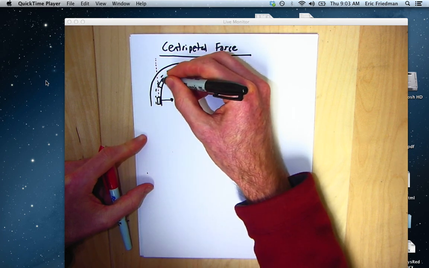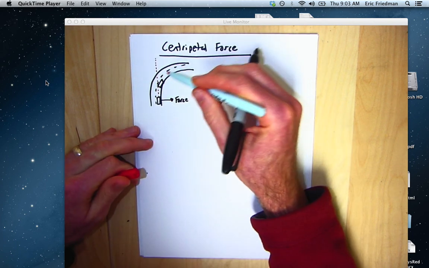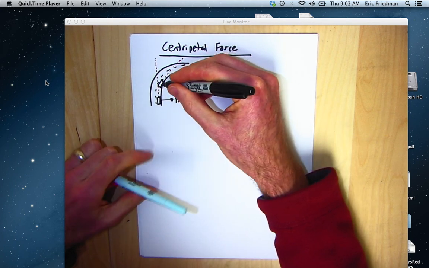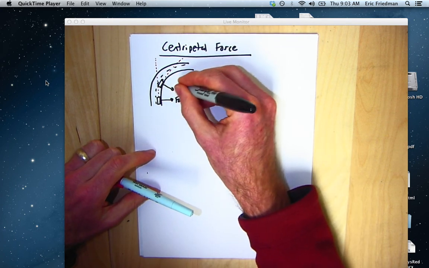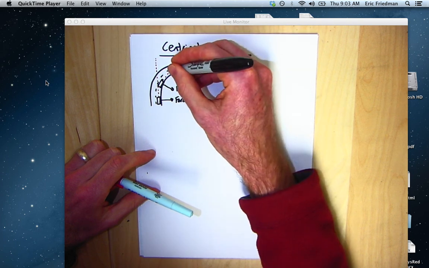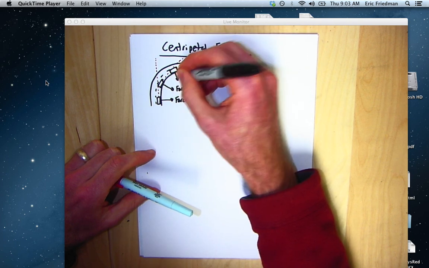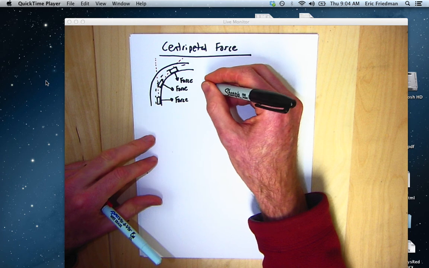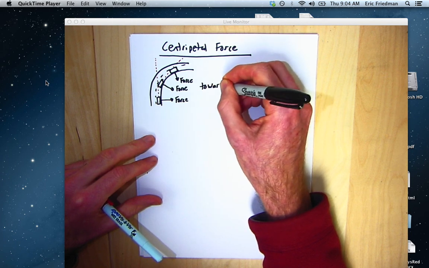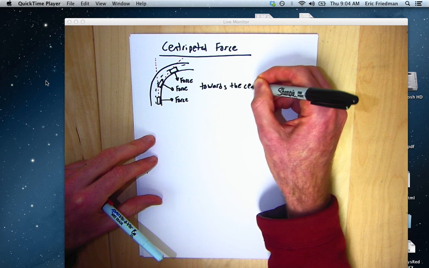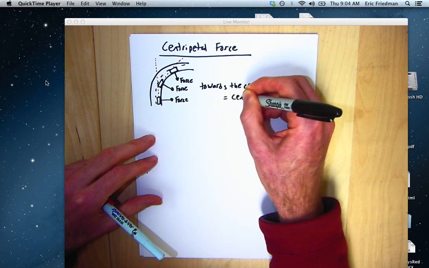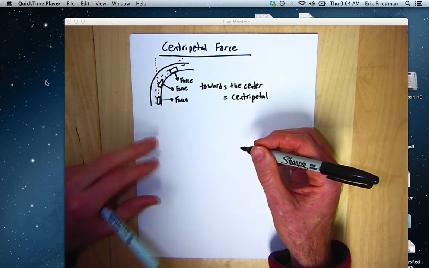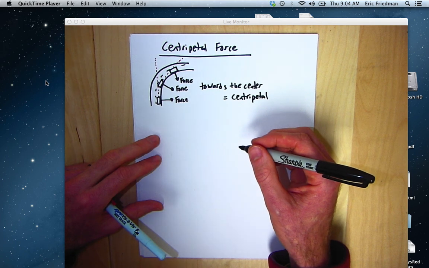And maybe a little bit further down the road, here's the car. Once again, Newton's first law says it wants to keep going in this direction, so we need a force to make it turn to the right. And there we go. You can keep going around the corner. Wherever you are, the force is going to be pointing towards the center. That's what centripetal means: towards the center. So you need a force towards the center of the circle in order to go around the circle. Otherwise, you'll just keep going in a straight line.